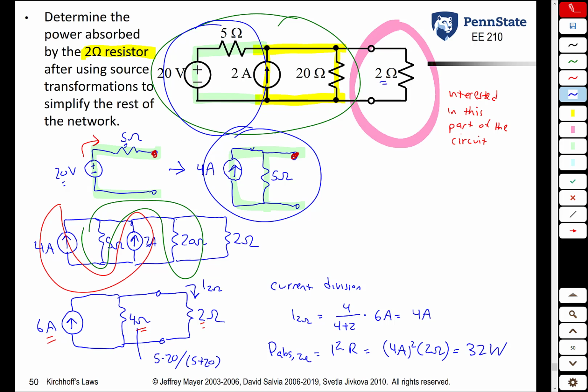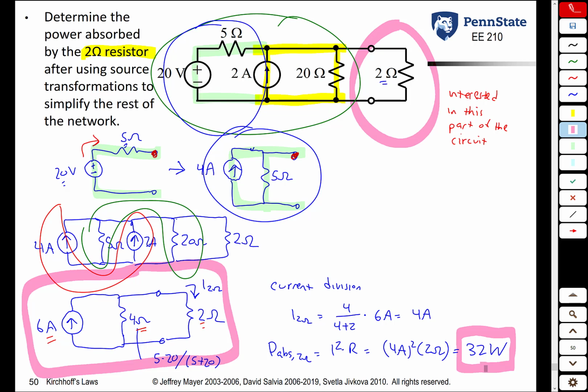So what we see here is that the source transformation, converting this voltage source to an equivalent current source, then allowed us to do some source combinations and resistor combinations to finally get to a point where we could use current division. Once again, I want to stress, this is not the only way to get this final answer, but of all the different techniques we learned so far, it's really the only one that works easily. Let's do one more example.